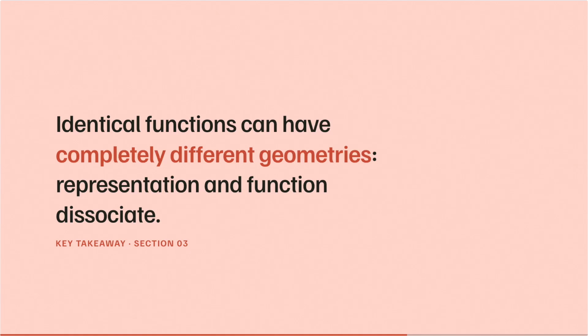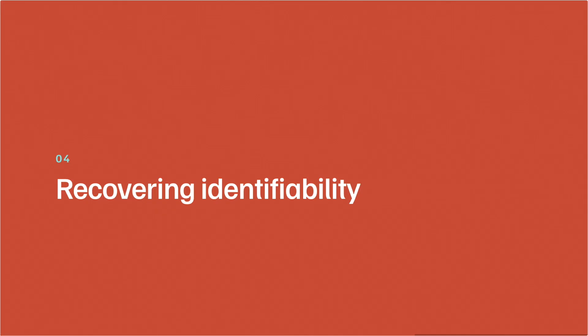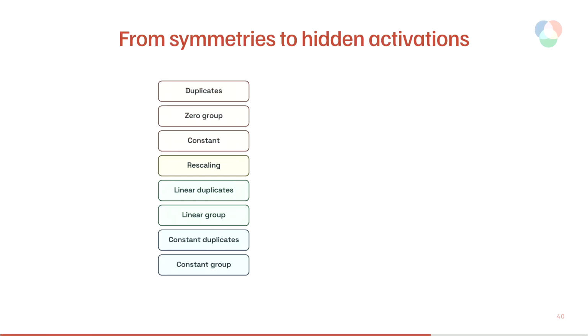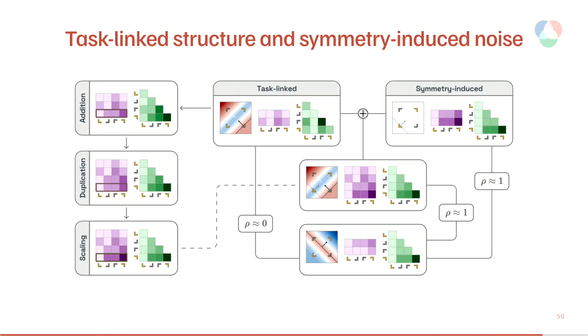So that's the takeaway here. Identical functions can have completely different geometries, and representation and function dissociate. Because of time, I'll skip the identifiability parts, but if you want to find out how we can restore the identifiability result that you saw in the linear setting, then just come to our poster tomorrow in the afternoon session, and I'll walk you through all of these bits.